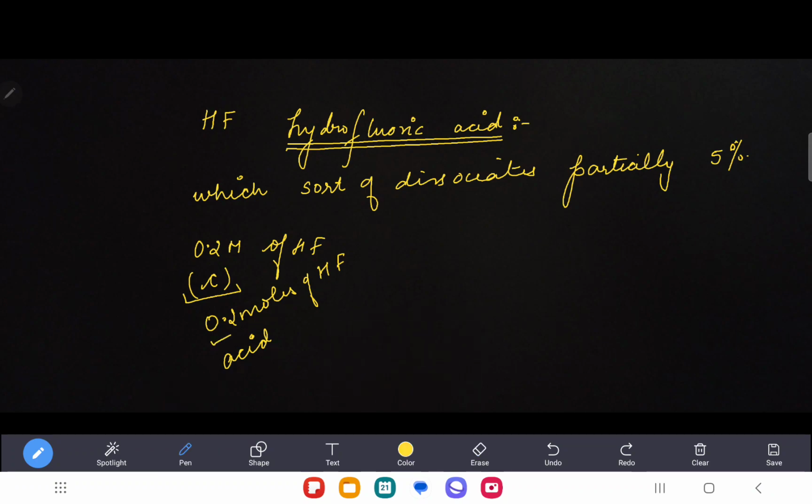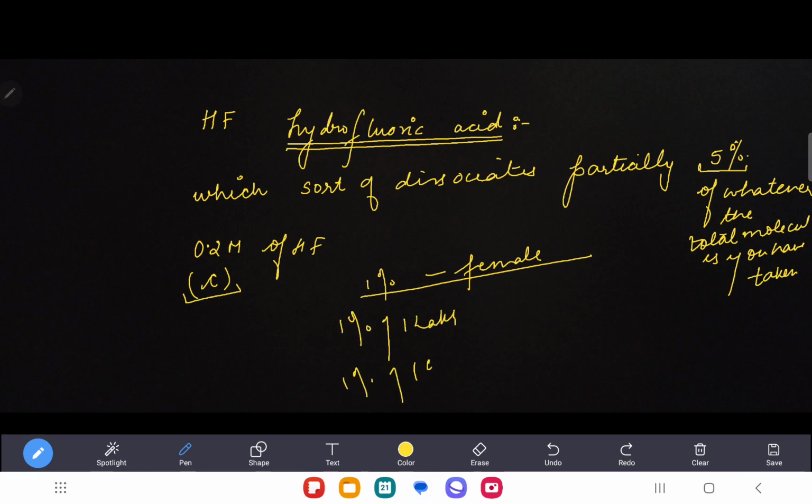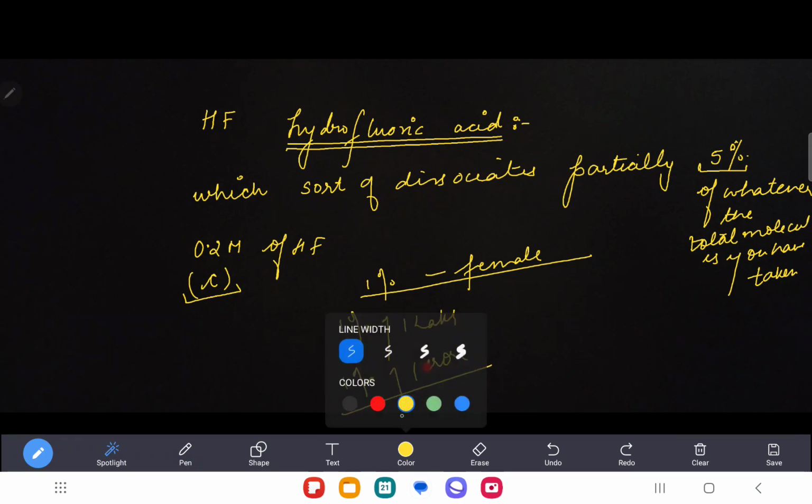0.2 moles of HF acid, where? In the beaker. But the rate of dissociation is just 5% of whatever the total molecules you have taken. Like, for example, if I say only 1% of the population is female, 1% could be 1% of 1 lakh, or 1% of 1 crore. The percentage is still 1%, but that value would be a higher value.